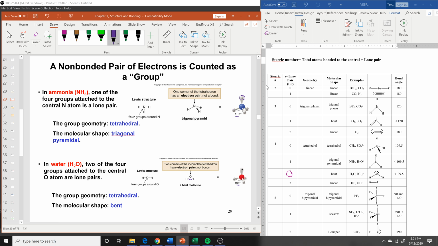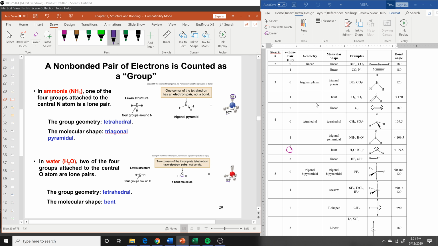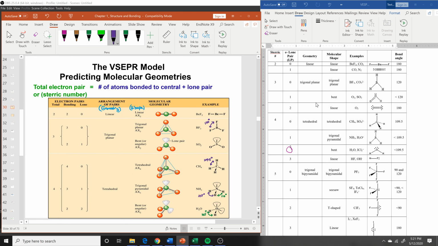This is called the VSEPR table. We've talked about this in 116, and you've discussed that in 115. With respect to that VSEPR table, in organic we are only going to be interested in the steric numbers of 2, 3, and 4. Steric numbers of 5 and 6 we are not going to be interested in, because those belong to inorganic molecules. So we will not be interested in that.